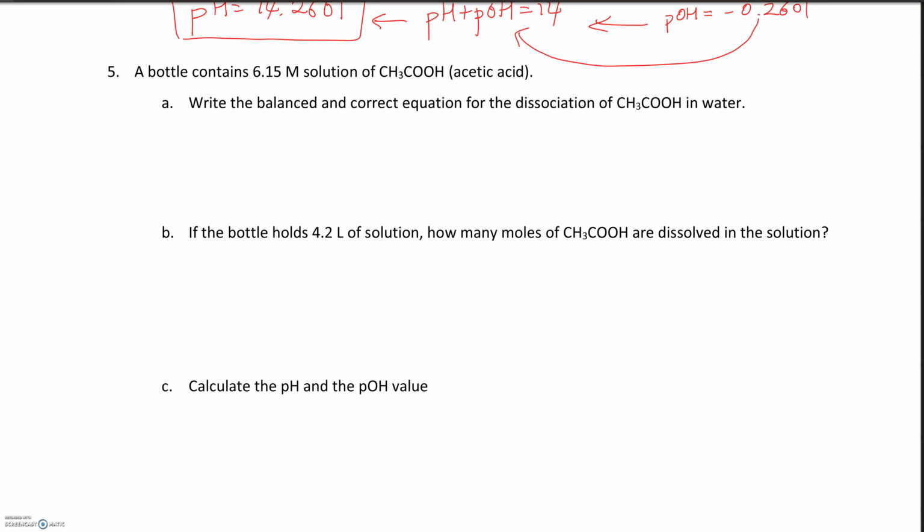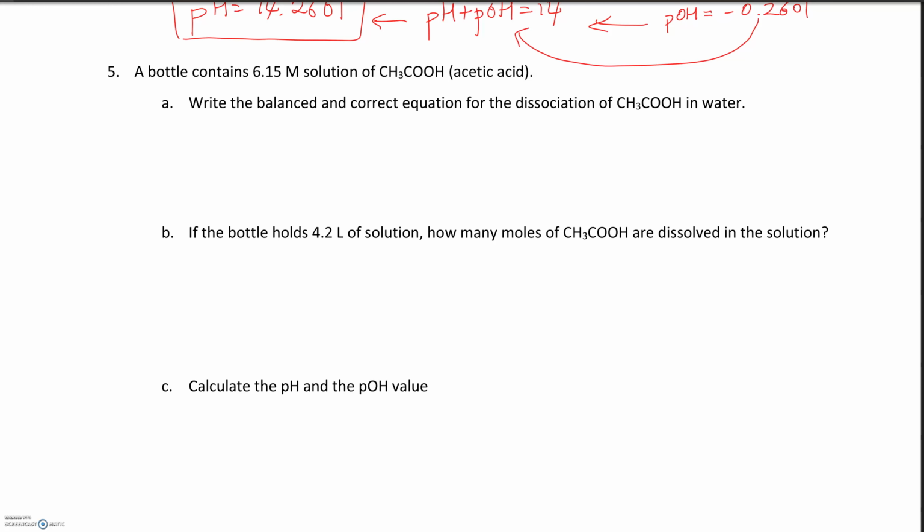Now, last question, number 5. A bottle contains 6.15 molar solution of CH3COOH, which is acetic acid. Let's get A. Write the balanced and correct equation for the dissociation of CH3COOH in water.